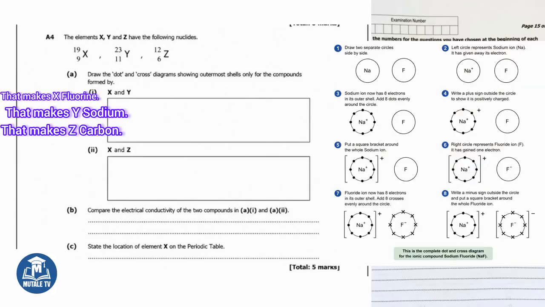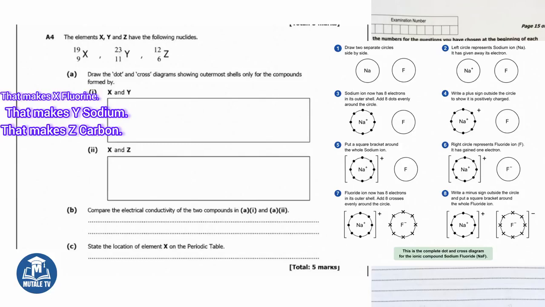Now let me show how to draw this diagram clearly. Draw 2 separate circles side by side. The left circle represents the sodium ion. Since it has given away its electron, its outer shell now has 8 electrons. Draw 8 dots or crosses evenly around the circle. Write a plus sign outside the circle to show it is now positively charged. Put a square bracket around the whole circle.